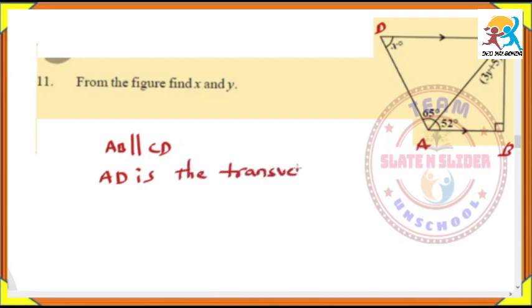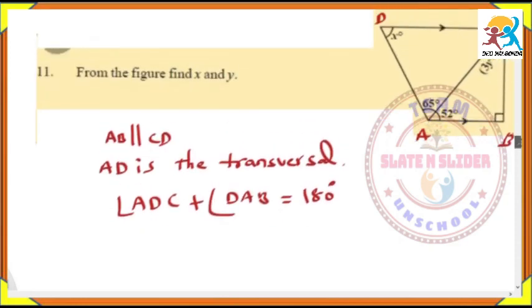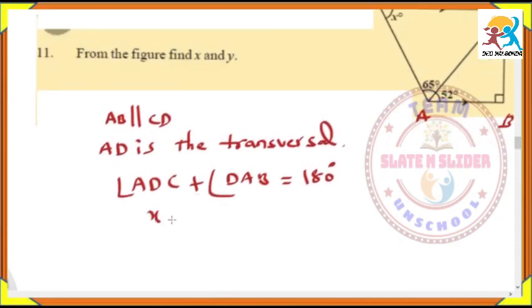angle ADC plus angle DAB, these two angles are on the same side of the transversal, and also they are interior, so their sum is 180 degrees. So angle ADC is x plus angle DAB is 65 plus 52, that is 117, is equal to 180 degrees. So x is equal to 180 minus 117, that is equal to 63.